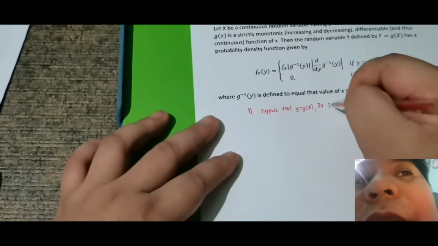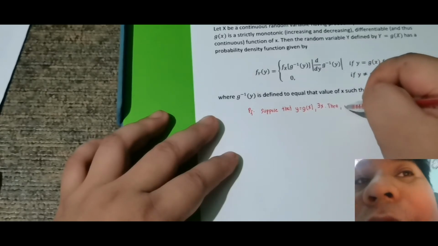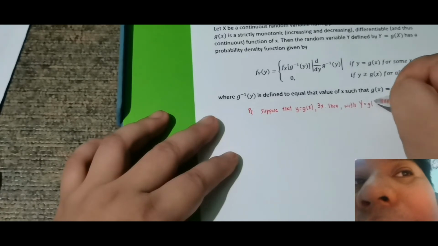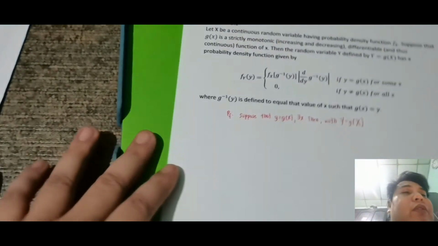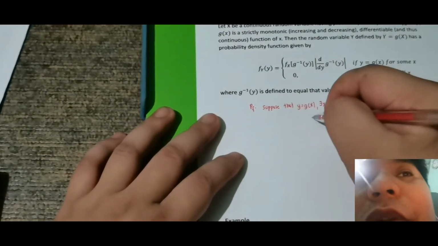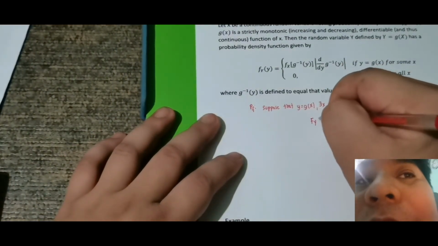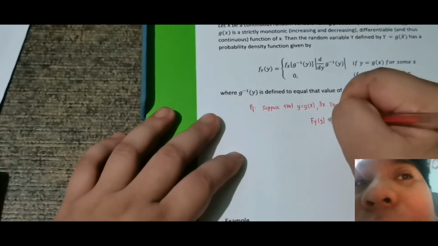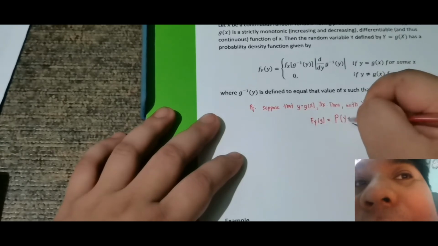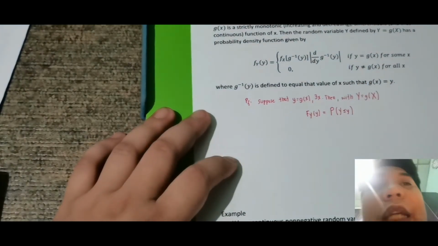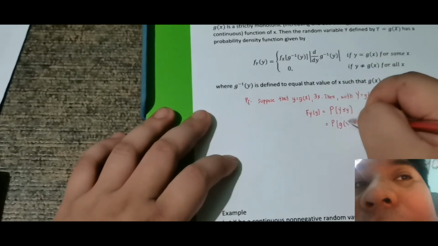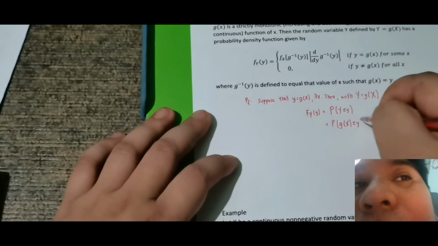Okay, then, lagay ko lang, then with Y is equal to g of x. So, ito yung sinasabi niyan. So, sinet ko siya. Y is equal to g of x. So, pwede kong hanapin yung F sub Y of y, which is, this is just equal sa probability of Y less than or equal sa y. So, ito yung ginagawa natin. And this is just equal sa probability of g of X less than or equal to y.